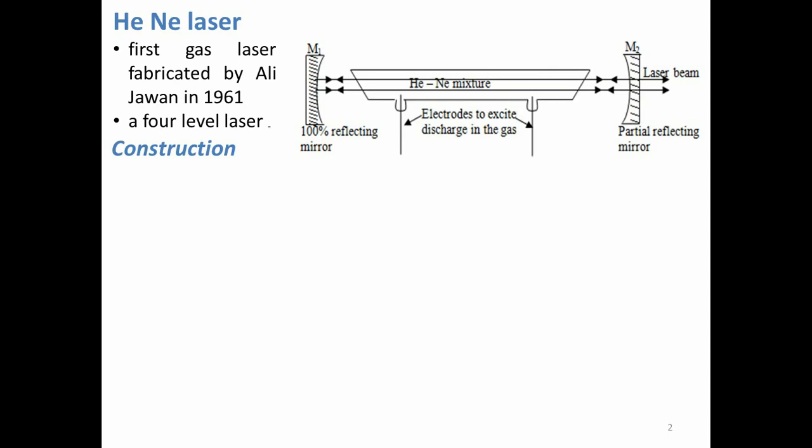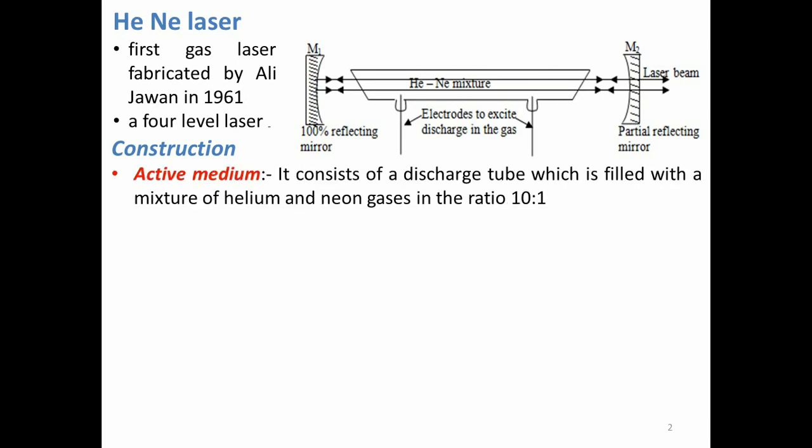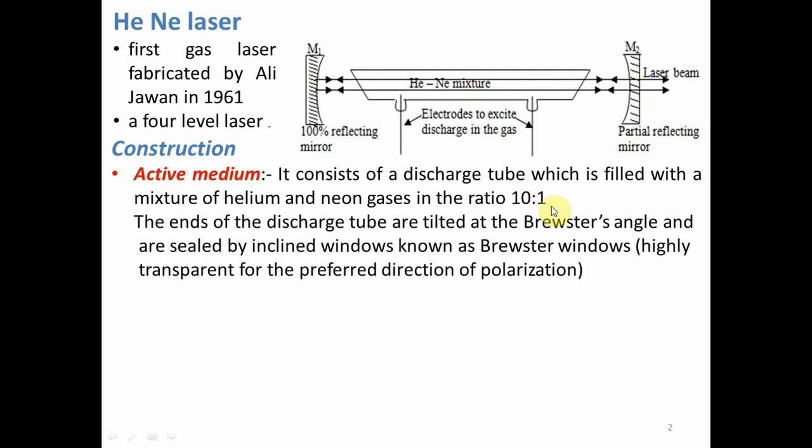Construction. For every laser, there are 3 parts. First part, active medium. Here, the active medium consists of a mixture of helium and neon gases, which is taken in a glass discharge tube in the ratio 10:1. The ends of the discharge tube are tilted at Brewster's angle and are sealed by inclined windows known as Brewster windows. These windows are highly transparent to the preferred direction of polarization. So the output from this laser is plane polarized light.